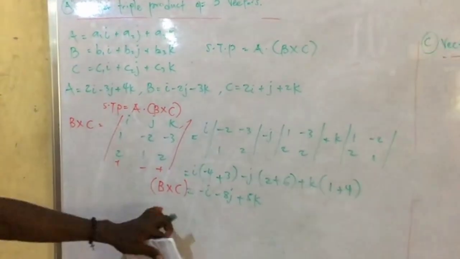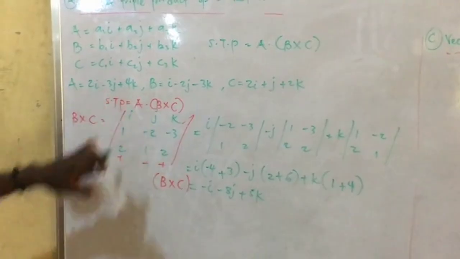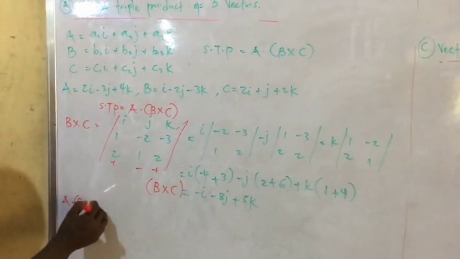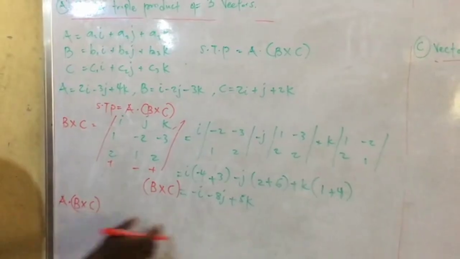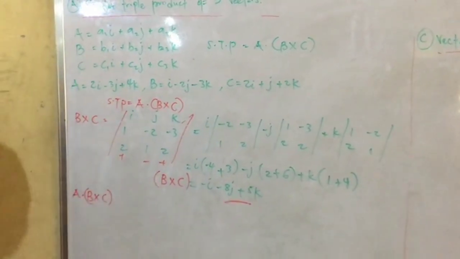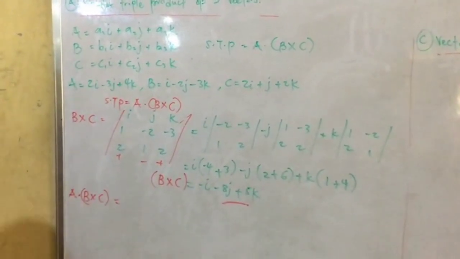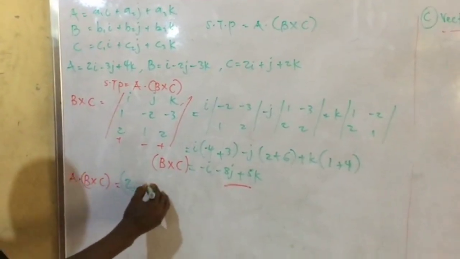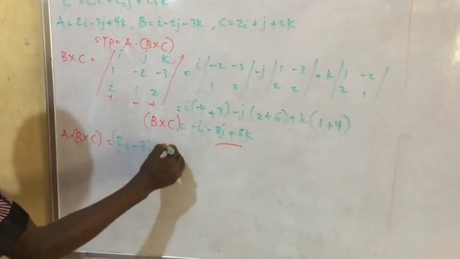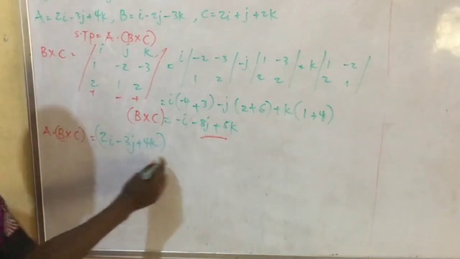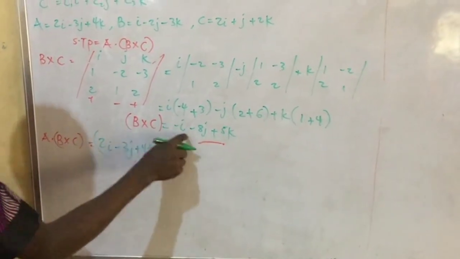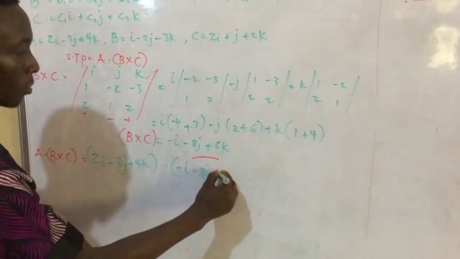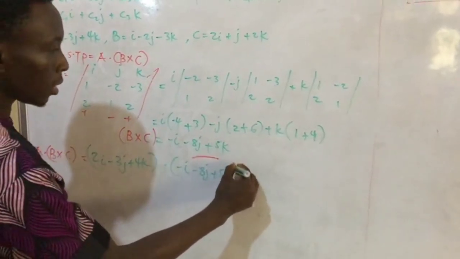Now we dot it with this A. You know we are given A. So now you can say A dot B cross C. We have gotten this here, so we now bring them together. What will we be having? Let's bring this here. We have 2I minus 3J plus 4K dot this here: minus I minus 8J plus 5K.